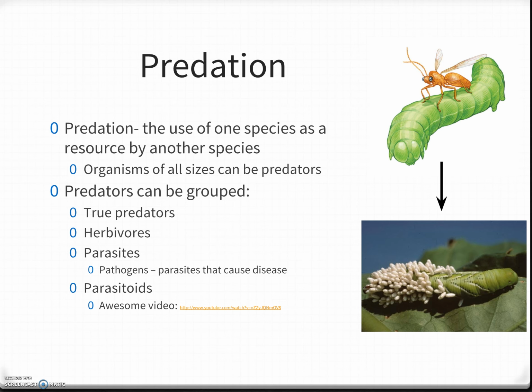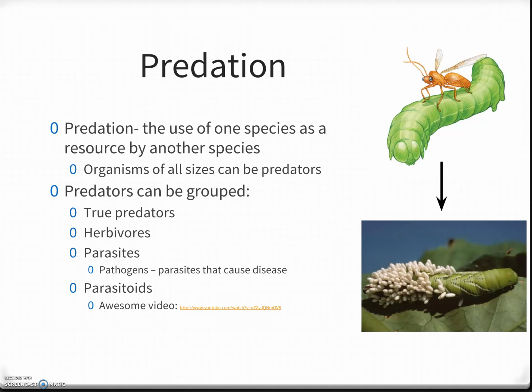All different organisms of all sizes can be predators. Okay, so we have 4 different types of predators. The first one is the true predators. This is what we think of. They kill their prey and consume it. The lion eats the gazelle. That's a true predator. But herbivores are also predators. They consume plants. So things like gazelle eat plants. The gazelle that the lion just ate is a predator of plants.